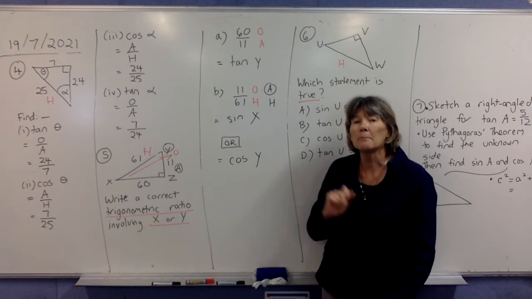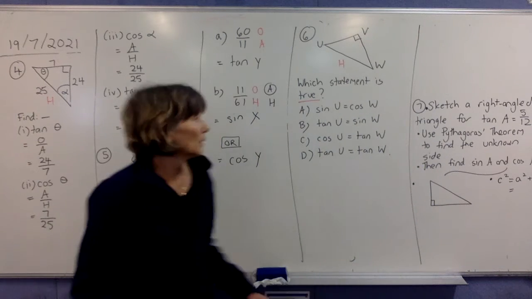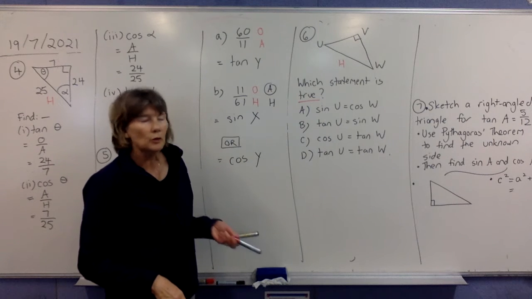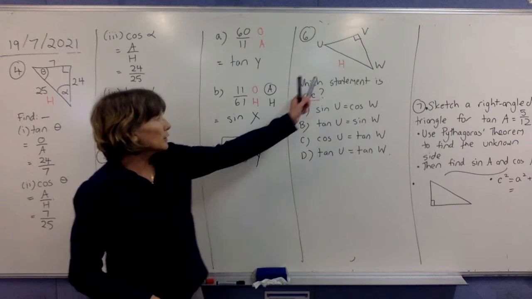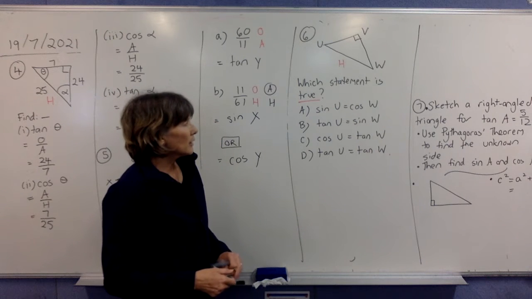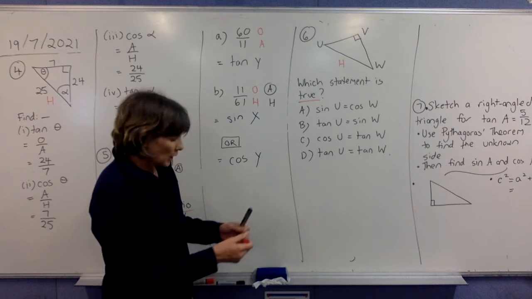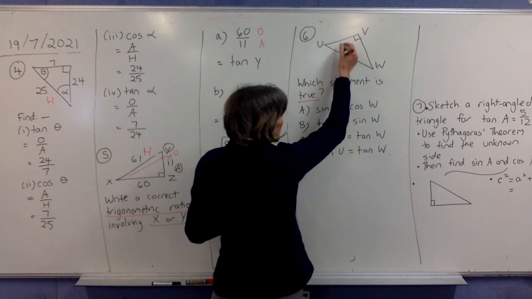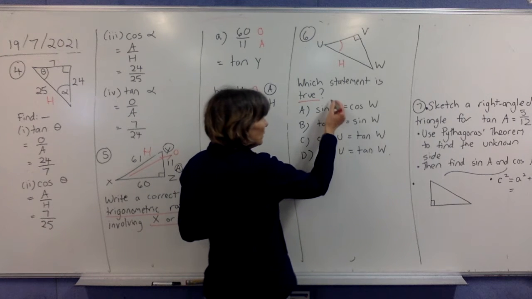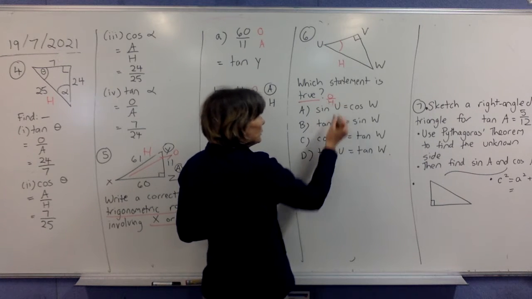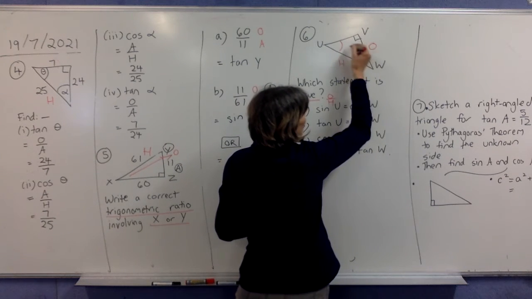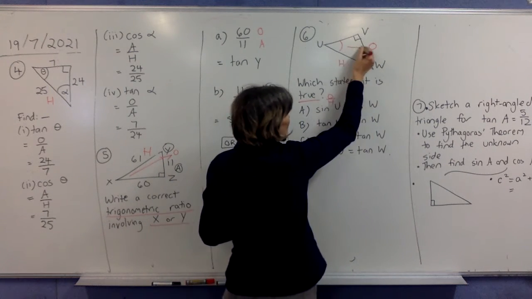Now, looking at that, that might help us on the next question. So let's have a look at it. It's multiple choice, which statement is true? Now, I've already marked in red pen the hypotenuse. So now we're going to think about this. So we've got sine u. If we looked at sine u, sine would be opposite over hypotenuse. So that would be opposite over hypotenuse for sine u.